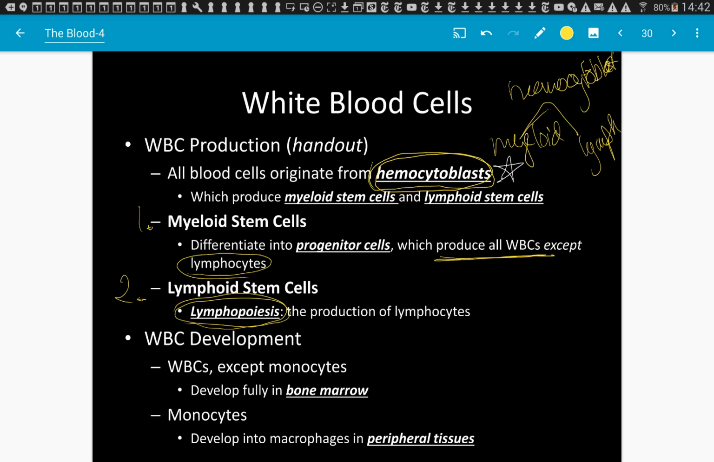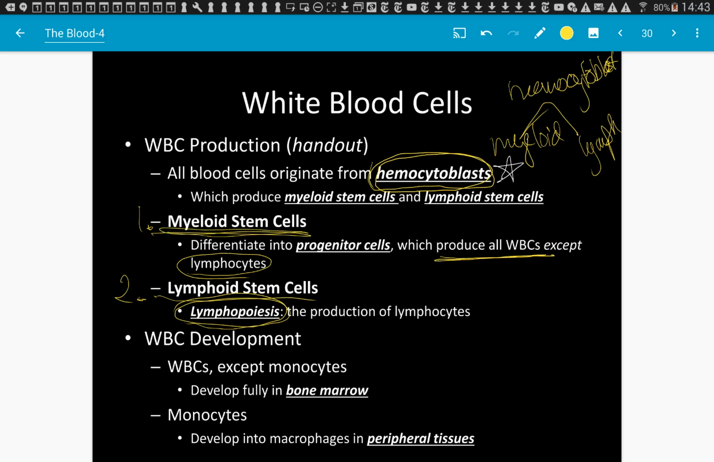So if I asked you a question of which stem cell most blood cells are created from, you would know it's the myeloid stem cells. And if I specifically ask which stem cell lymphocytes originate from, it would be the lymphoid stem cells. Okay, so most come from the myeloid.